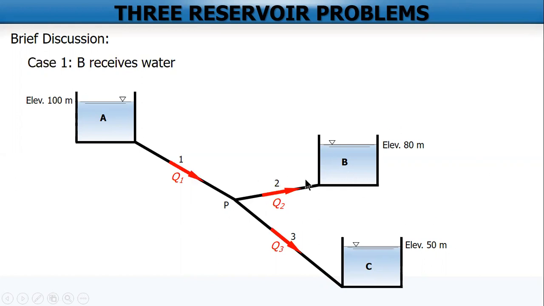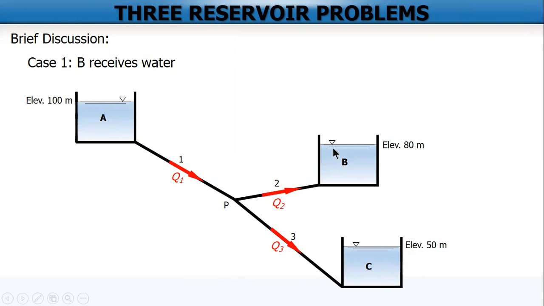Now, the hydraulic grade line is a graphical representation of the potential energy, and it is the sum of the elevation head and the pressure head. So at A, consider the surface. In a large reservoir, we always assume that at the surface the pressure is zero. So the elevation of the hydraulic grade line at A is here, or anywhere.